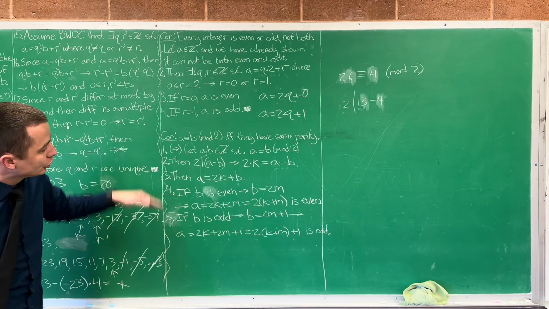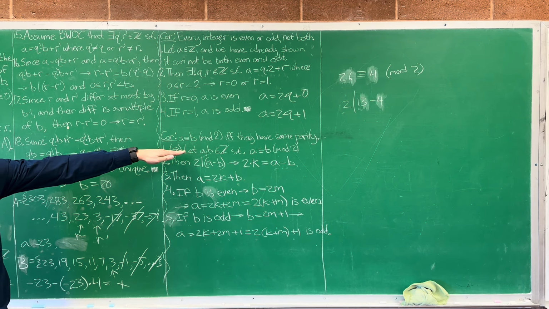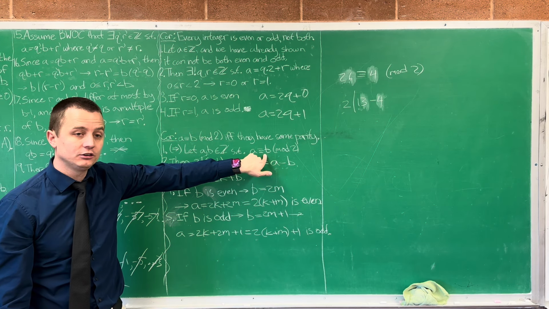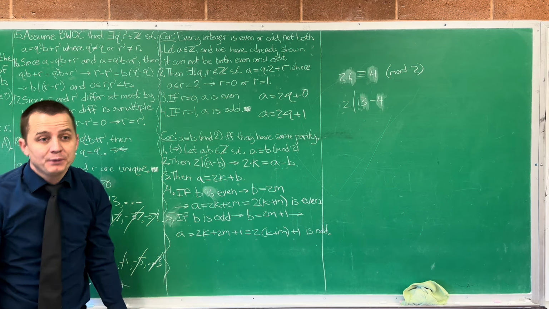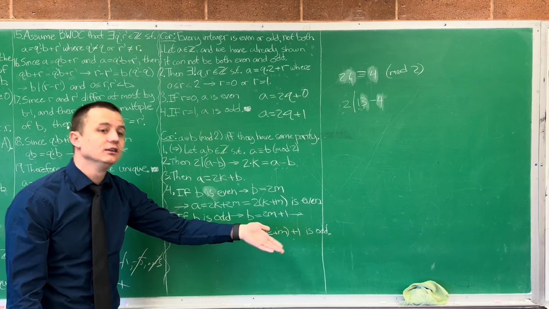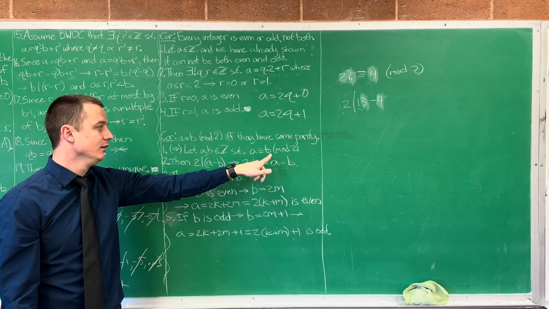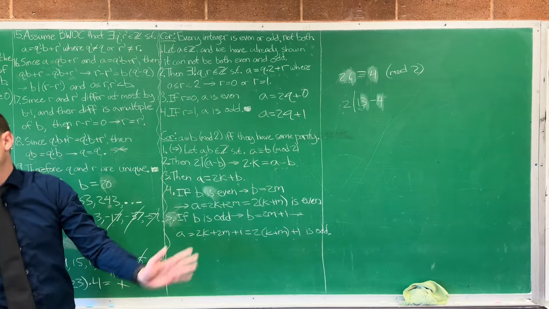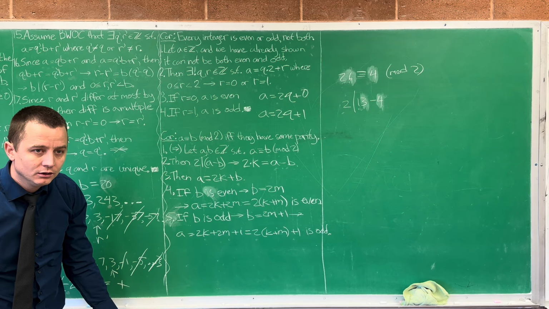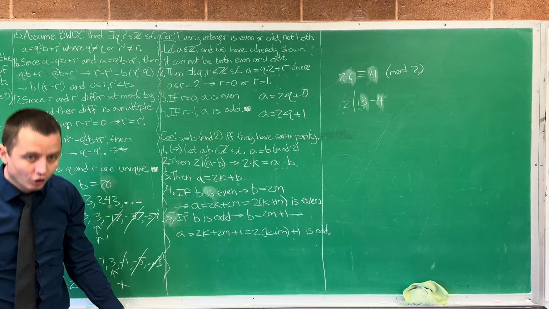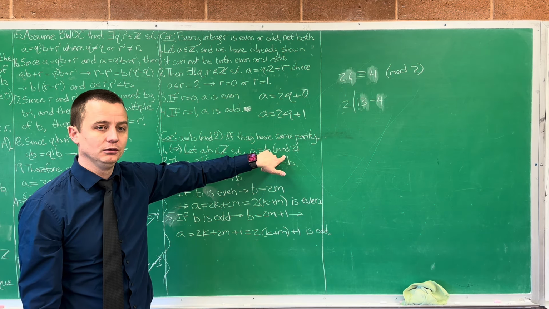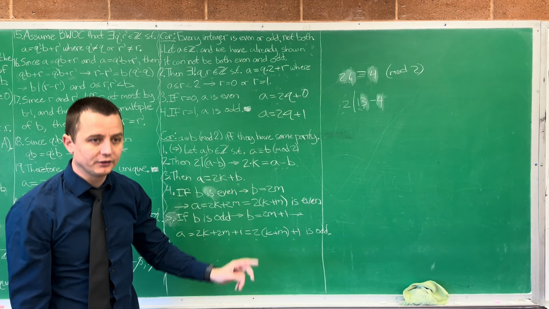Okay, so we've shown the first direction of this proof. So far I've shown that if A is congruent to B mod 2, then A and B have the same parity. If A is even, B had to be even. If A is odd, B had to be odd. Or we did it the other way. If B is even, A has to be even. If B is odd, A has to be odd. So they have to have the same parity. So we've shown the forward direction. I used the fact that A was congruent to B mod 2. And I showed if one's even, so's the other, and if one's odd, so's the other.